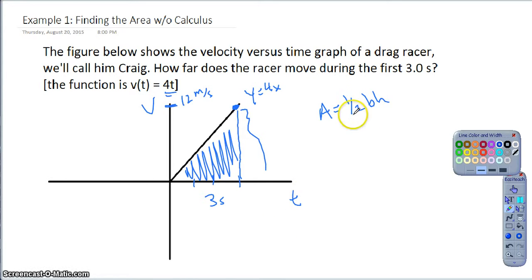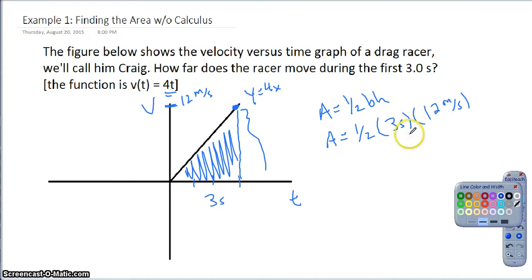So then my area is just the area of that triangle. Area is 1/2 base times height. The base in this case is 3 seconds. The height in this case is 12 meters per second. And I am keeping the units in there, so we notice what happens. If I take 3 seconds times 12 meters per second, the seconds end up canceling out. So I get 3 times 12, which is 36, and then half of that, so I get an area of 18. Okay, so an area of 18 meters, and what that tells me is the drag racer has gone 18 meters from where he started in the first 3 seconds.